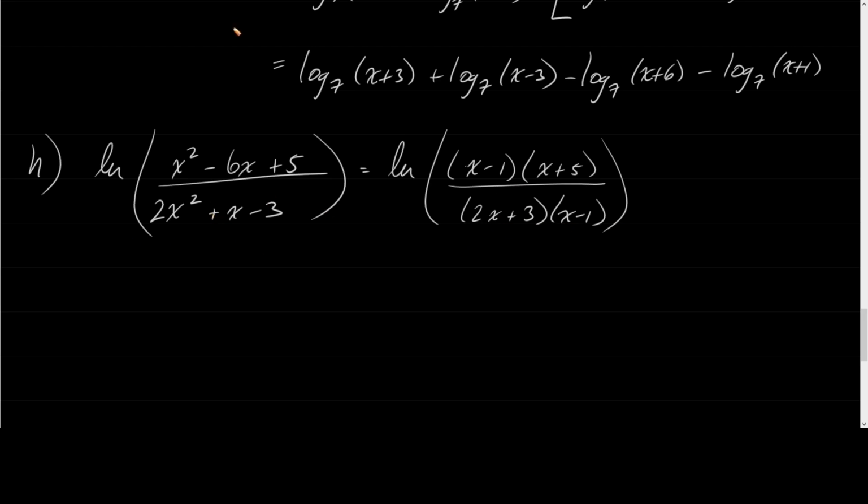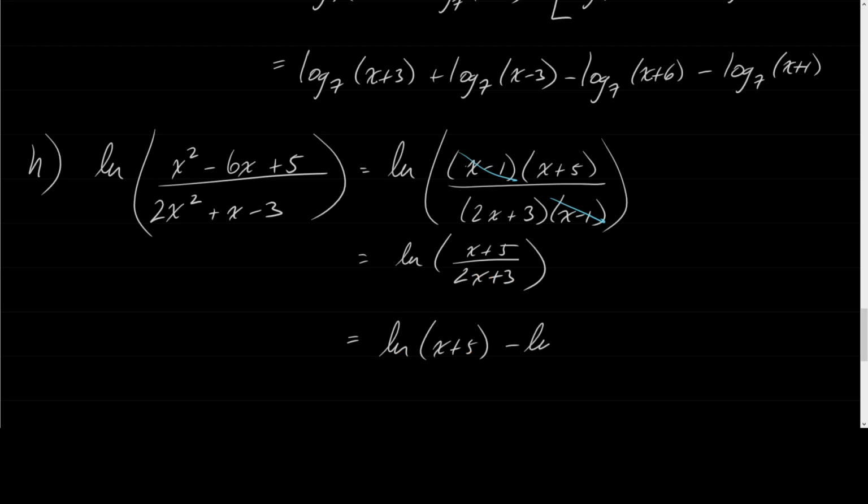But what I want you to notice here is that the x minus 1s cancel each other out, and we end up with just simply ln of (x plus 5) over (2x plus 3). At that point, I would say this becomes ln of x plus 5 minus ln of 2x plus 3, and that would be our final answer. All right.